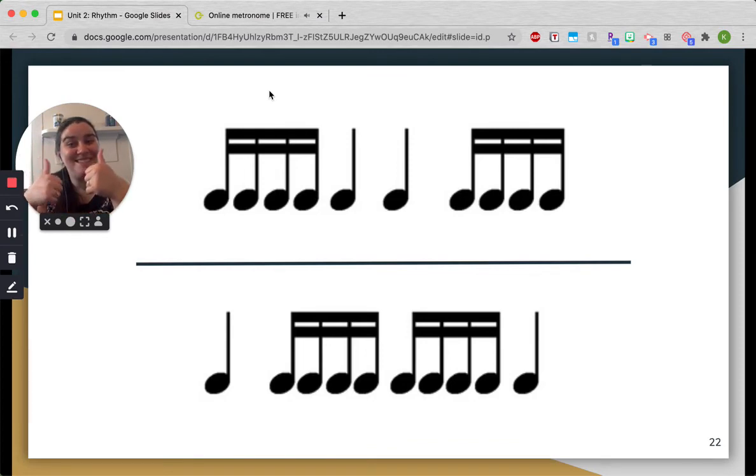Good? It's okay. Let's try the second line. 1, 2, start with ta. Ta. Tika, tika, tika, tika, ta. One more time. 1 and 2, bottom line, and go. Ta. Tika, tika, tika, tika, ta. Try it by yourself with the metronome. 1 and 2, by yourself, and go.